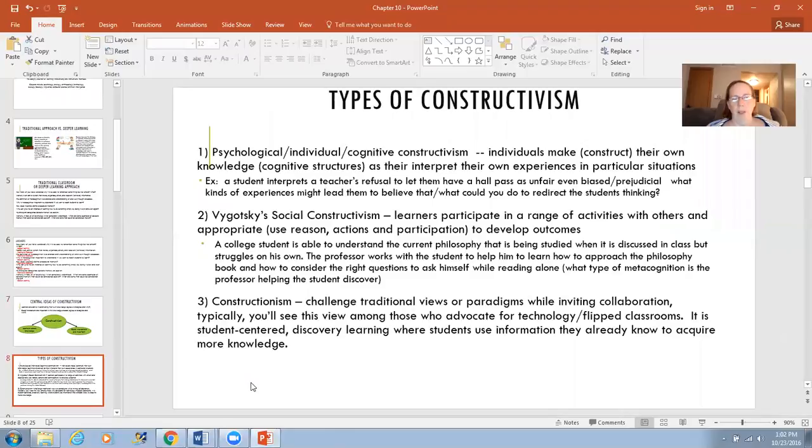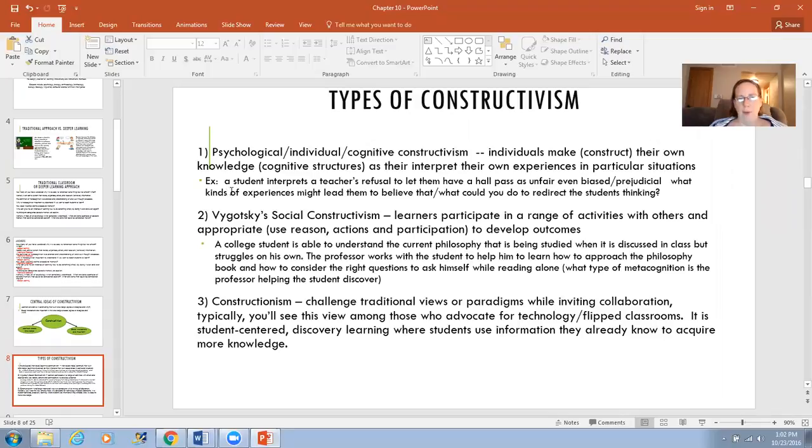So there are three types of constructivism. First type is psychological individual / cognitive constructivism. And this is the belief that individuals make or construct their own knowledge. It's their interpretation of their own experiences in particular situations. So everyone creates their own knowledge.